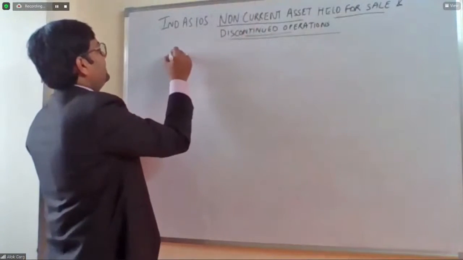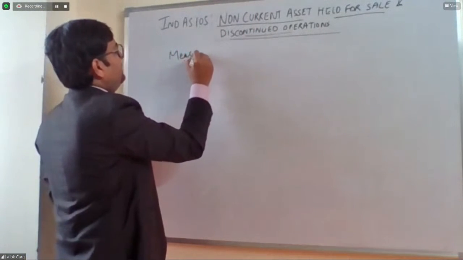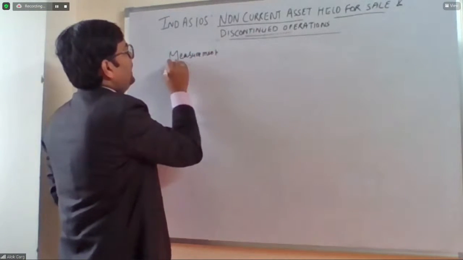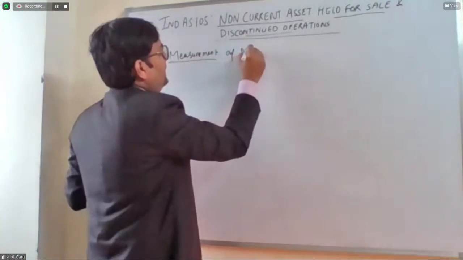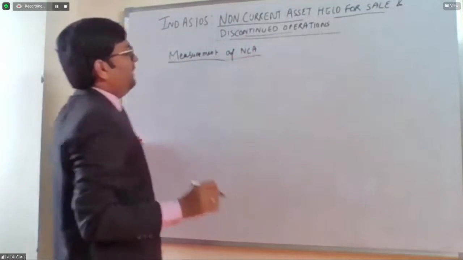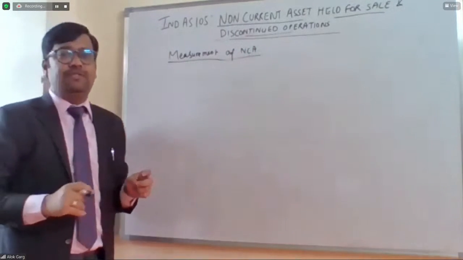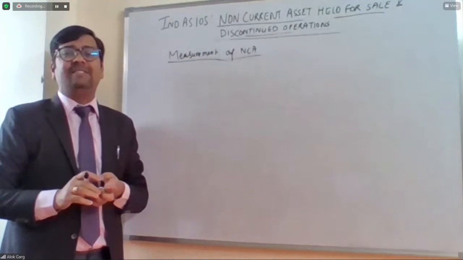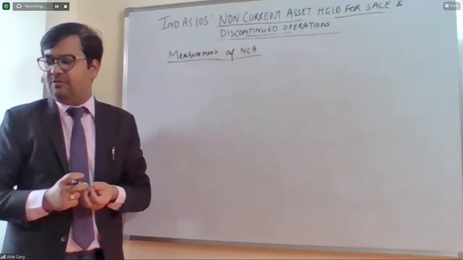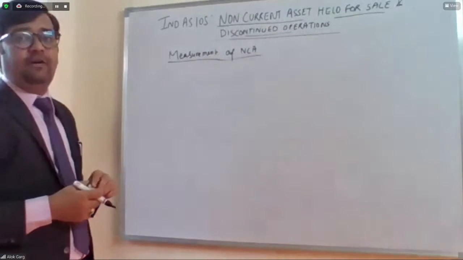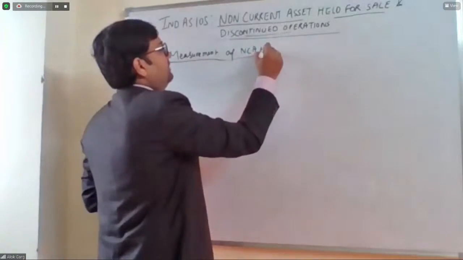Yes, so we are discussing the measurement of non-current assets or disposal groups. While discussing disposal groups, there will be a concept of impairment as a CGU also, so we'll discuss that also. Now coming to measurement of NCA held for sale.